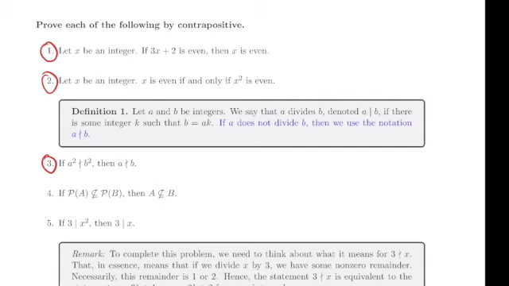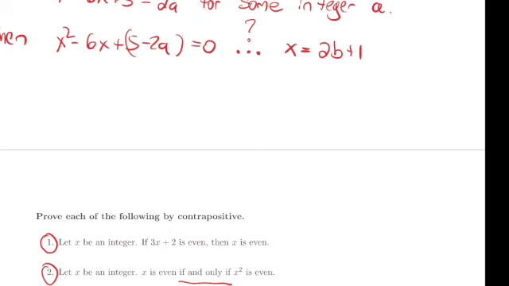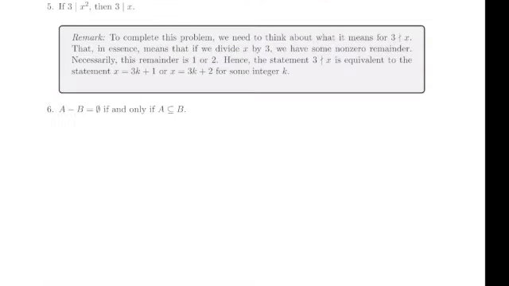And let me start with number 2, because number 2 is a little bit different, because that's doing an if and only if statement. But let me copy this one, and just come to some empty space. Okay, that didn't work. So let's see, what was 2? x is even if and only if x squared is even. Okay.